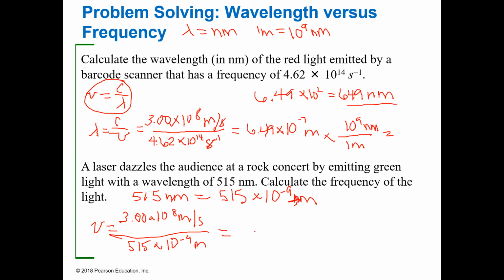Do that math. You should get a big number. Frequency always is. So you get 5.83 times 10 to the 14th, and it's going to be per second. That's as far as we're going to go with calculations right now. We're not going to go into the energy calculations. So just being able to go between frequency and wavelength is all I expect at the moment.